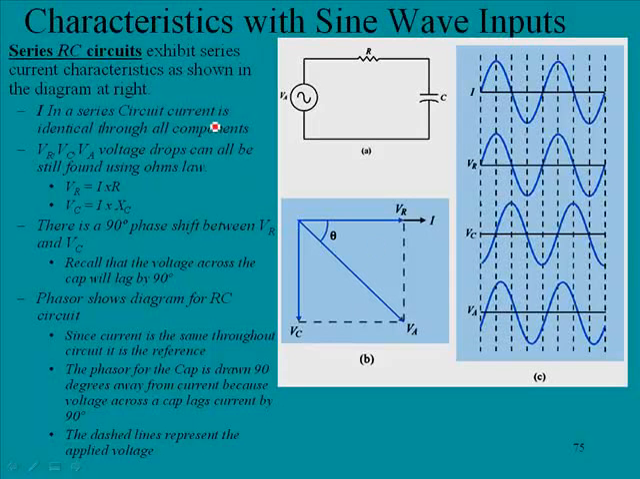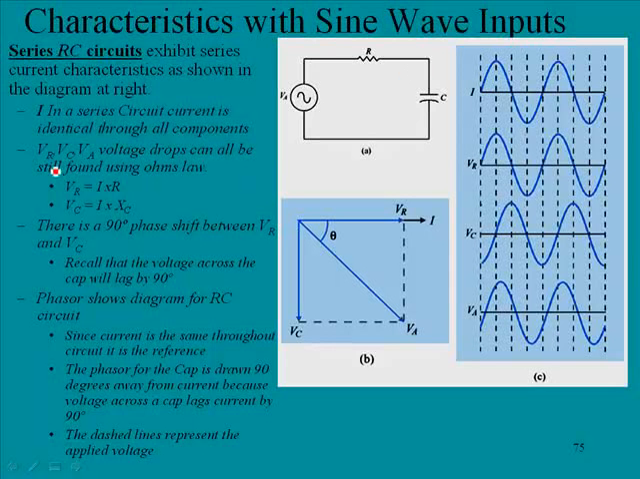In a series circuit, current is identical through all components. Okay, since this is a series circuit, the current that is applied to this component will be the same as applied to this one. So the current, here we see the sine wave for current, and it will be identical through all components, and that is simply the characteristic of a series circuit.